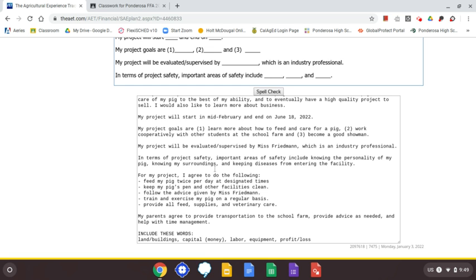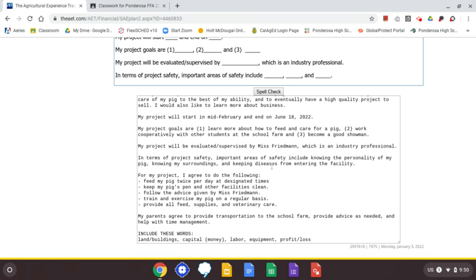Knowing my surroundings, always be aware of what's around you. Where is the gate? Where's the equipment? You want to make sure you and your animal are not getting hurt by any of those things. And keeping diseases from entering the facility, some biosecurity there. So if you are just doing the minimum plan, I would say you can stop there.